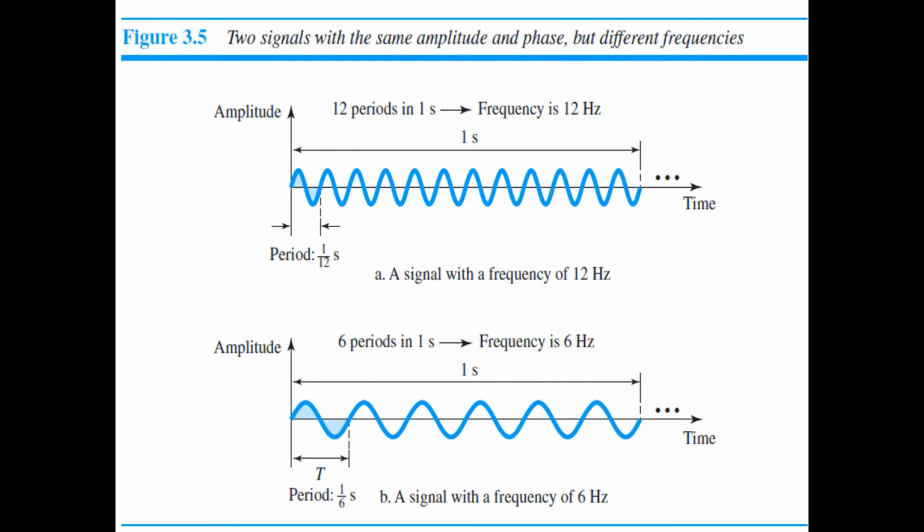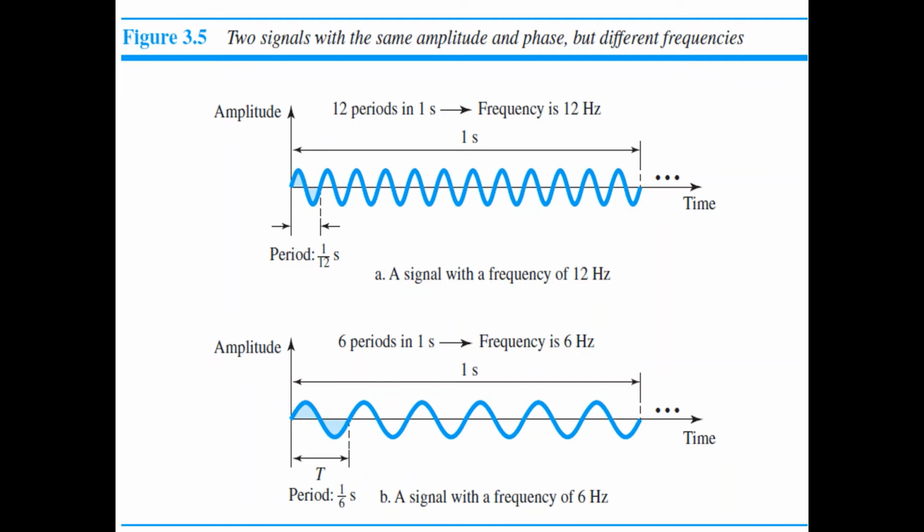This graph will give us a clear comparison between amplitude and different frequencies. Now in the first and the second graph, the amplitude and the phase for both graphs remain the same. For example, in one particular second, the amplitude remains the same, whereas in the first graph the cycle is repeated 12 times, whereas in the second graph the cycle is repeated only 6 times.